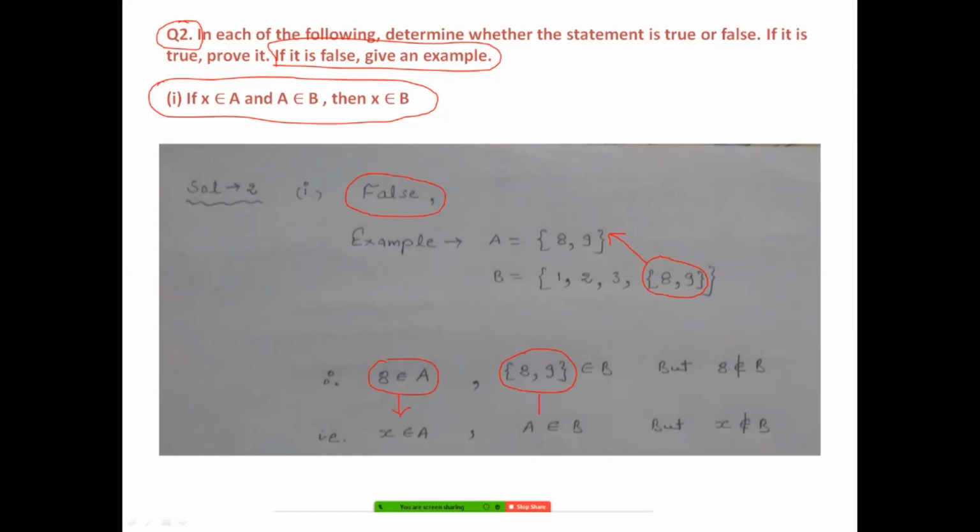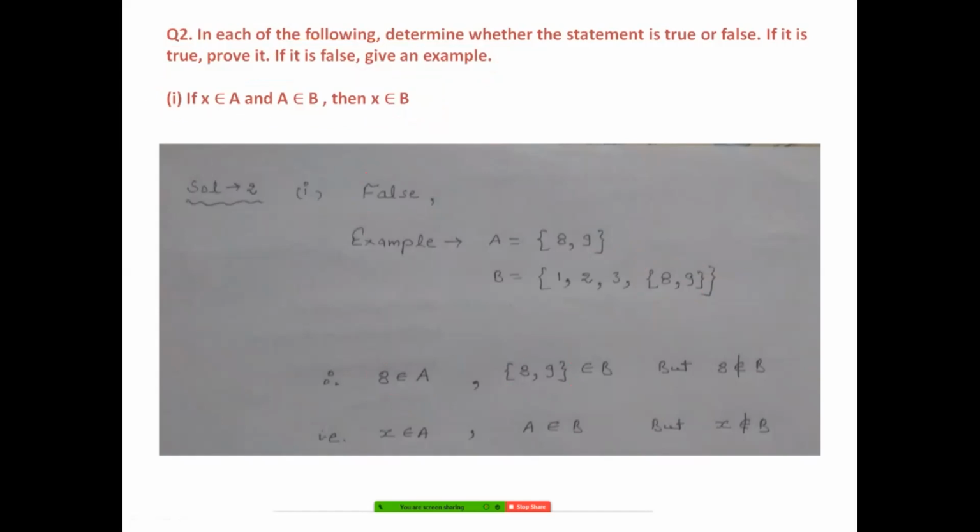So we can say here A belongs to B. So the second condition is satisfied. A belongs to B. Now next should be x belongs to B, that is 8 belongs to B. But there is no element in B called 8. This is 1, this is 2, this is 3, this is {8, 9}. So of these 4 elements, 8 is not present. So we say here x does not belong to B. That's why we are saying this statement is false.